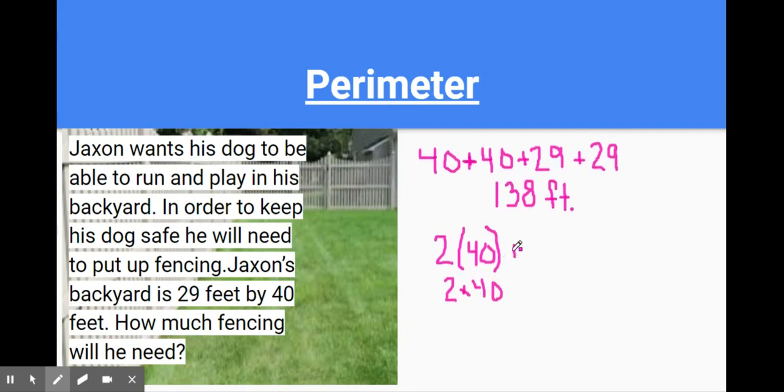Okay? Plus 2 times, what is our other number? We're going to redo that parenthesis. What's our other number? 29. Good job. All right, so we have 2 times 29. And I'm going to write 2 times 40 just so you can see it with the other multiplication symbol.